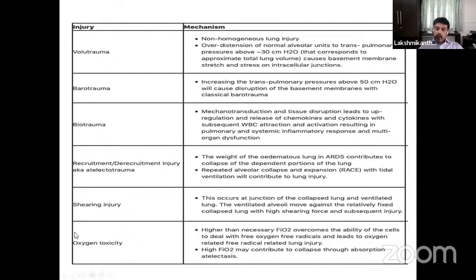Next is the shearing injury between a collapsed lung and the lung that is participating in ventilation, and oxygen toxicity. As we all know, if you give a high level of oxygen for a long period of time, it can cause injury to the cells because of the free radicals that are generated. So all these are ventilator-induced lung injuries that can happen when you mechanically ventilate this patient. For our primary goal of maintaining oxygenation, we should not cause further harm to the patient. So maintaining oxygenation while avoiding all these ventilator-induced lung injuries will be our prime aim in this ventilation.